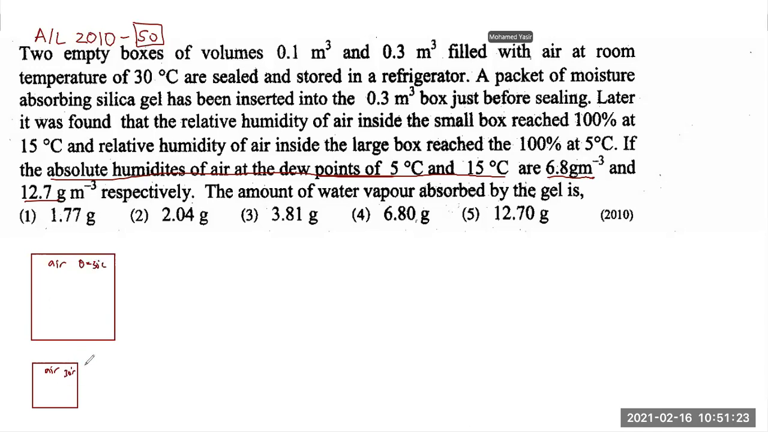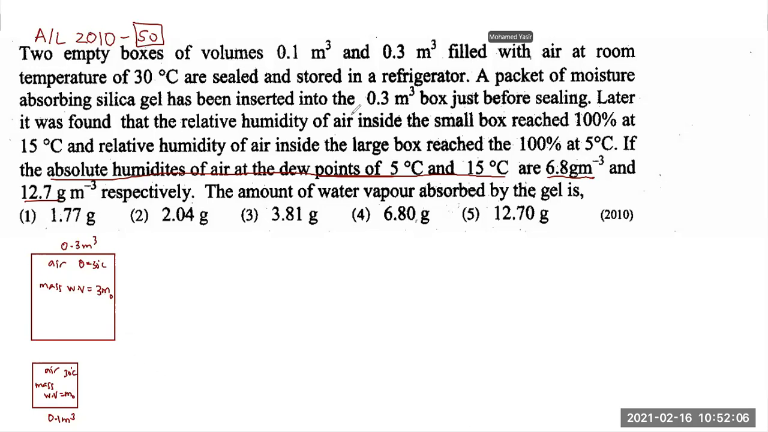Very important, people: the mass of water vapor here, if I take it as 3m, I'll take it as 3m naught. Here the mass of water vapor will be m naught, because the volume here is 0.1 meter cube and here the volume is 0.3 meter cube. So when you have more air, we will have more water vapor. The volume of air is triple, therefore the mass of water will be triple here. That is very important. Whenever they ask about water vapor absorbed by gel, meaning water vapor removed, you have to start with the initial mass of water vapor. If not, you can't do the question.